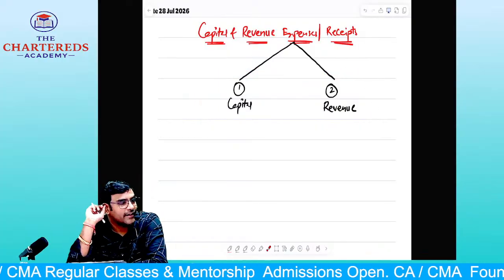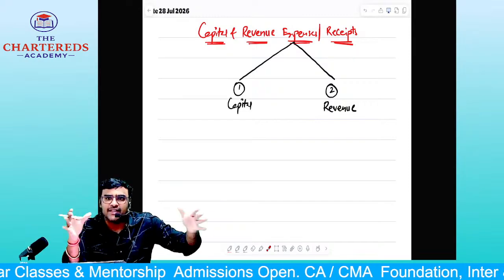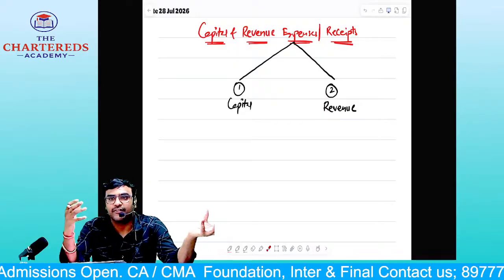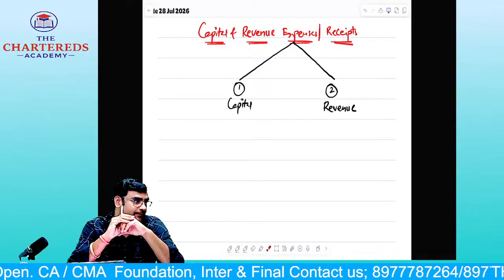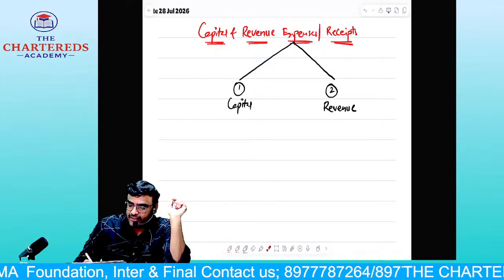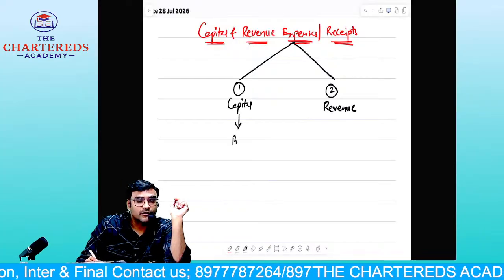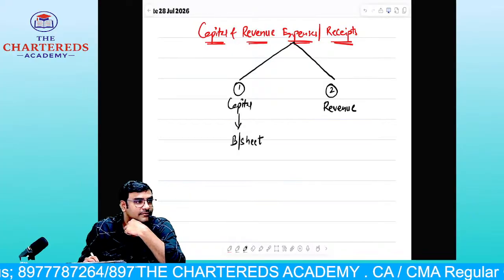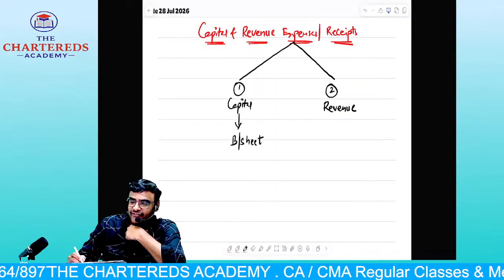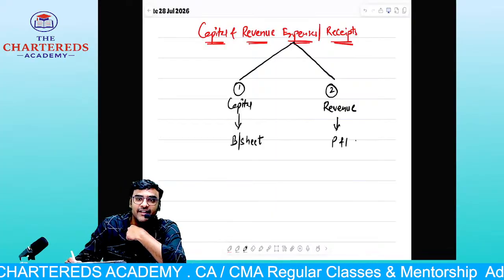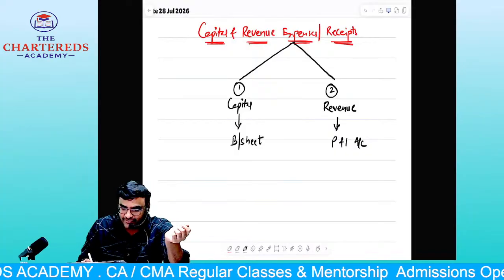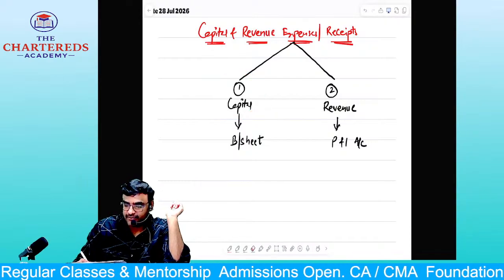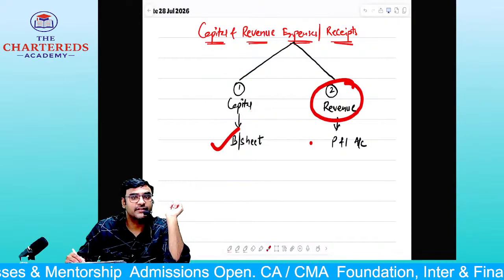First question is, why should we divide expenses into two parts? The answer is very simple. All your capital expenses will go to something called the balance sheet. All your revenue expenses will go to your profit and loss. Okay, the answer is very simple. Whenever we say capital, all capital expenses will go where? Balance sheet, and all your revenue expenses will go where? P&L.